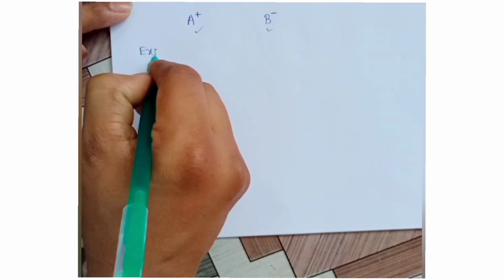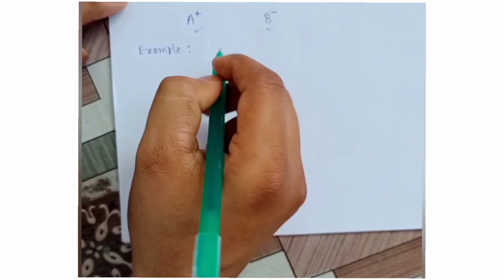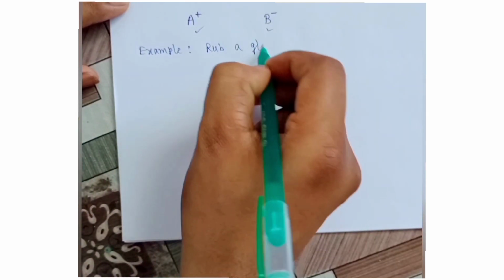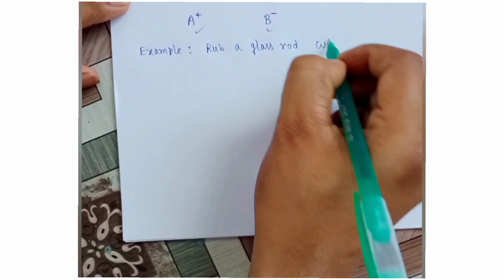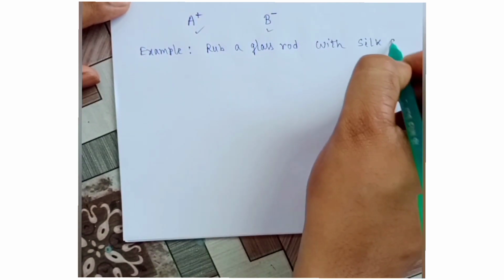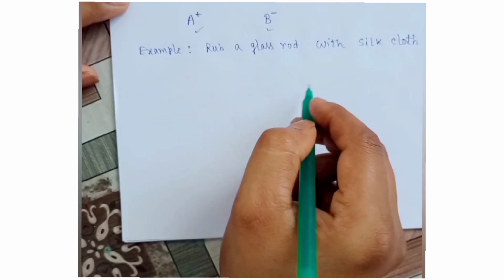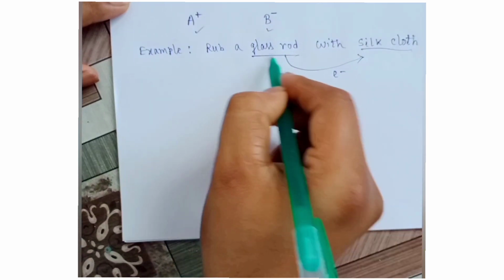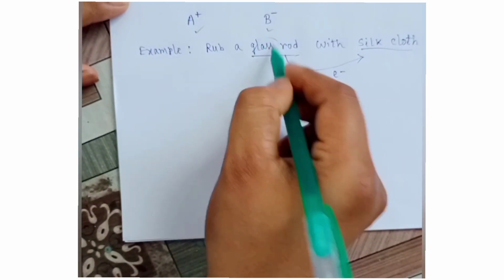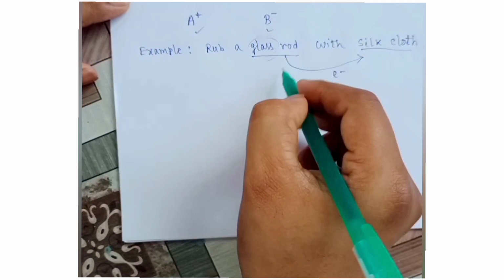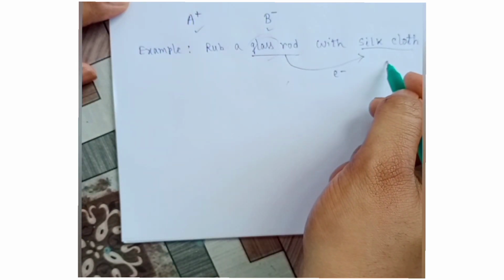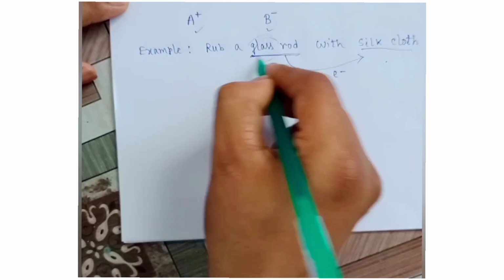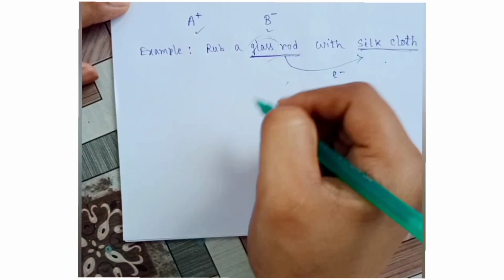If we talk about an example of producing charges by the process of friction, then if we rub a glass rod with silk cloth, the glass rod will give electrons to the silk cloth, because the glass atoms have less binding energy than the silk atoms. So electrons will jump from the glass rod to the silk cloth, and we will get positive charge on the glass rod and negative charge on the silk.